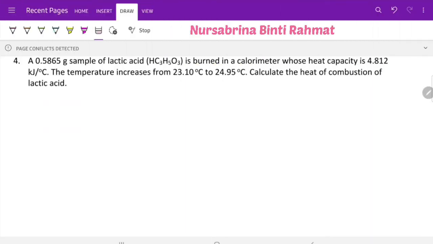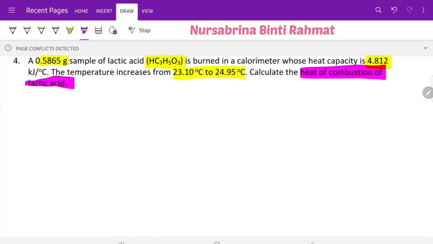Okay, so let's move to our fourth question. You're given a 0.5865 gram sample of lactic acid. This is the molecular formula of your lactic acid, which is burned in a calorimeter with heat capacity of 4.812 kilojoule per Celsius. The temperature increases from 23.10 to 24.95 degrees Celsius. Calculate the heat of combustion of your lactic acid.